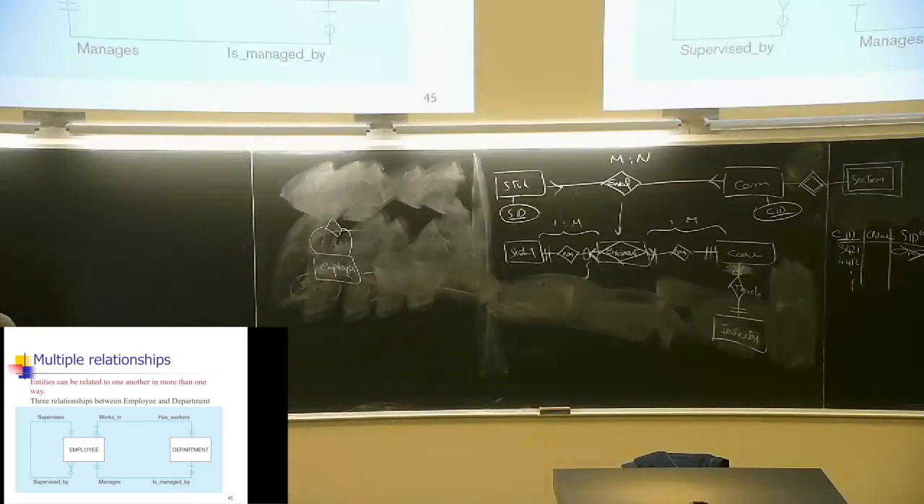So an employee can manage 0 or 1 department, right? And each department can be managed by one and only one employee. Now, regarding the participation here, who can explain why these are mandatory or optional for the relationship between employee and department? Yeah.